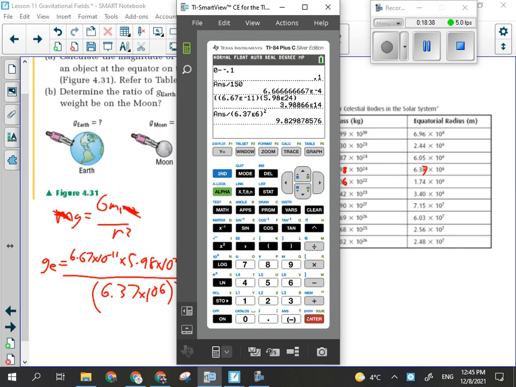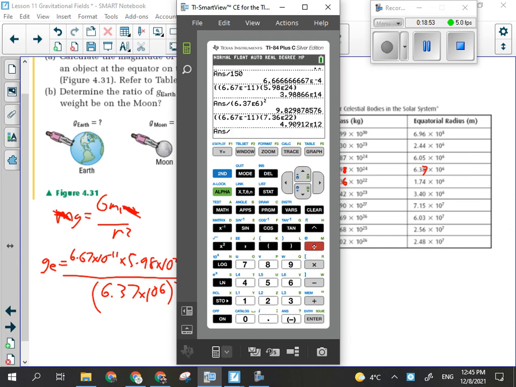Okay, if we do this for the Moon, we do it very similarly: 6.67 times 10 to the minus 11, times now the mass of the Moon, 7.36 times 10 to the 22, and then we divide that by the radius of the Moon, which is 1.74 times 10 to the 6, squared. So instead we get 1.6 newtons per kilogram, which is about 1/6 of Earth.